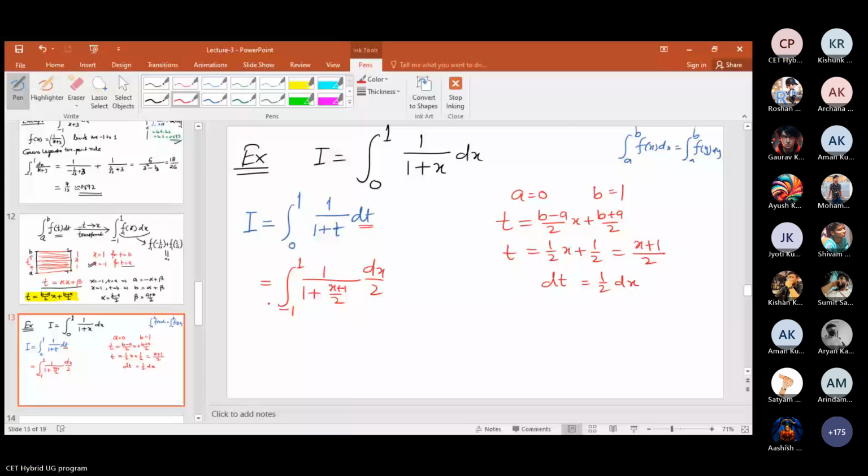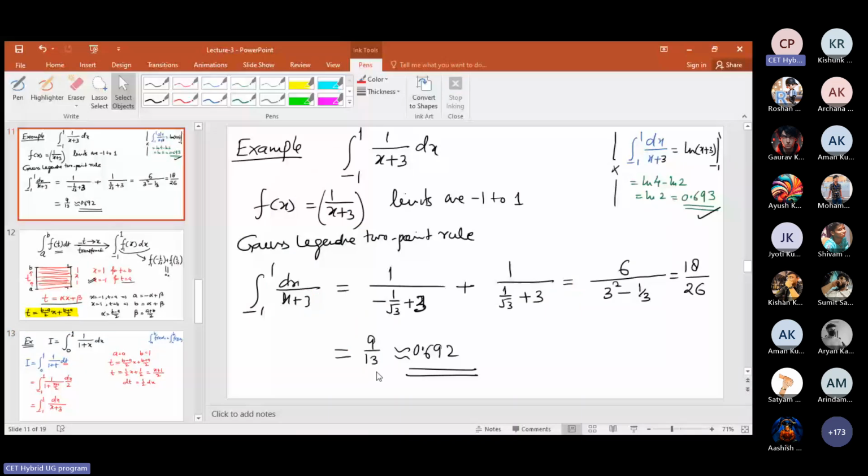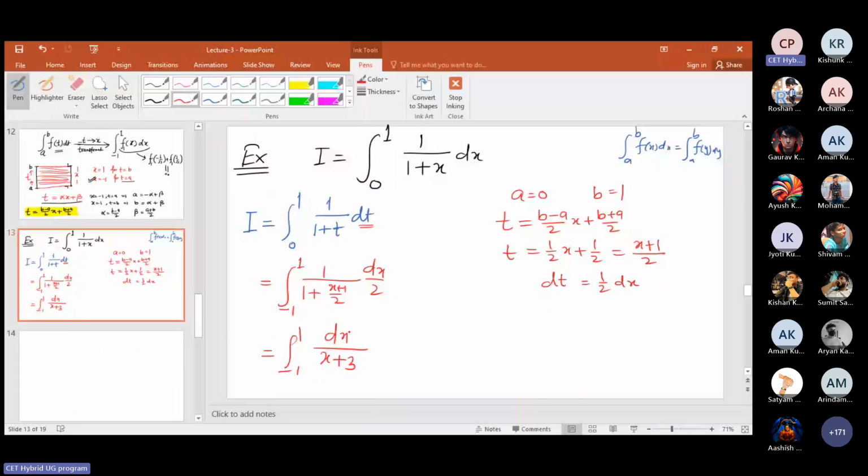Okay. Now you can see that this gives me -1 to 1 dx upon x plus 3. This whole calculation you have already solved in the previous slide. In the previous slide you have already solved. So this is equal to 0.692.